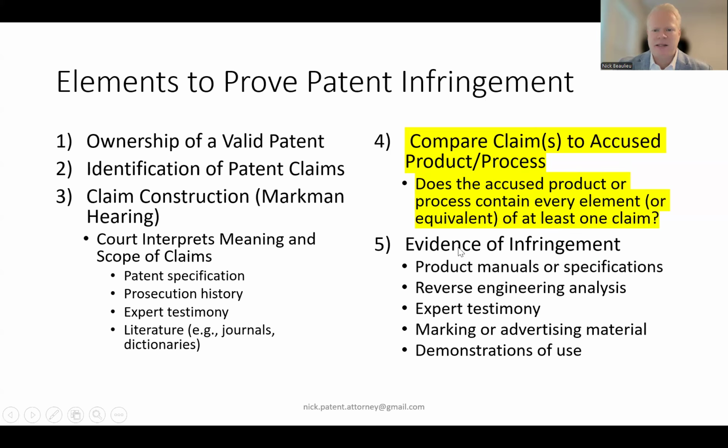And then 5 is evidence of infringement. You look at anything to show that the competitor is infringing your claims. Product manuals or specifications, reverse engineering analysis, expert testimony, marketing or advertising material, or demonstrations of use are some examples.